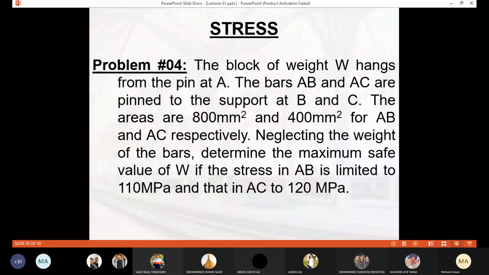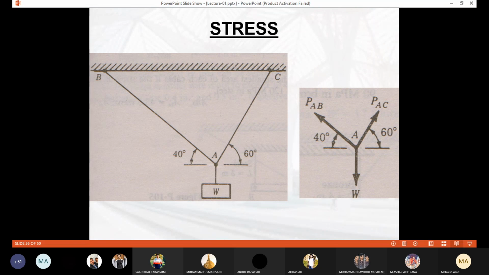The next problem is the block of weight W hangs from the pin at A. The bars AB and AC are pinned to the support at B and C. This is the situation. We have a weight W hanging from point A, and there are two rods or two bars carrying this weight, AB and AC.